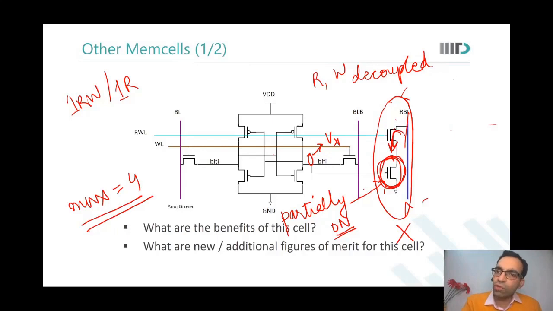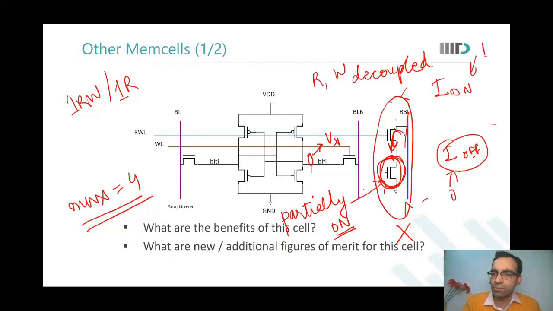So until now, we were only looking at I on and I off. And I said that if it is I off, then this cell is storing a 0. If it is I on, then this cell is storing a 1. That was what I had distinguished till now. Now what we are saying is that there is also another current, which is I partially on, which should also be considered as 0. Are you able to see this? So this discharging from RBL is the I partially on.